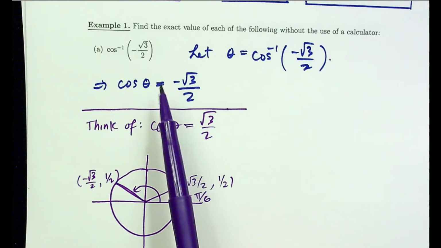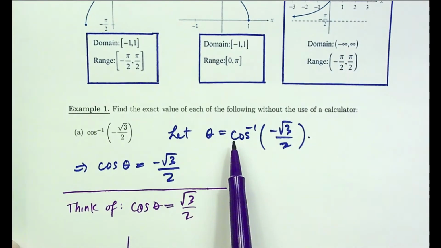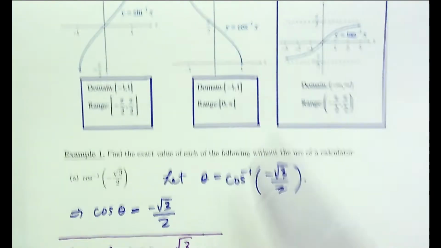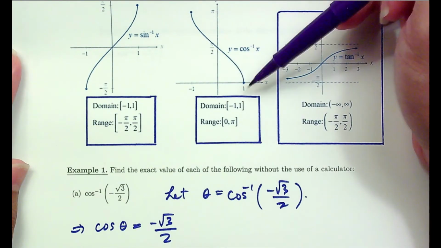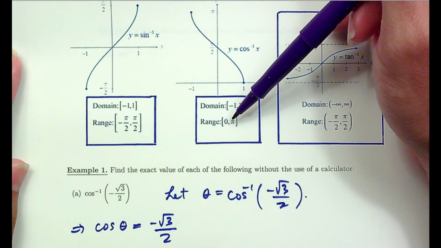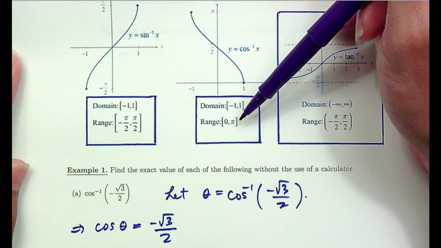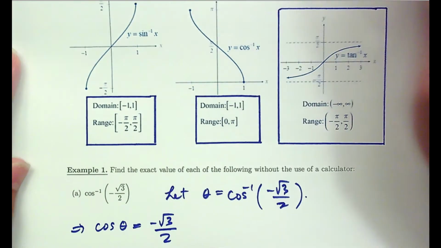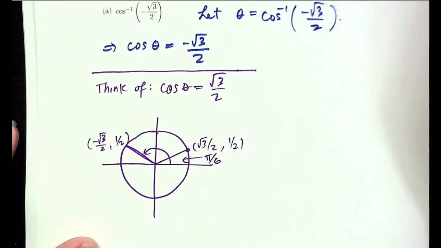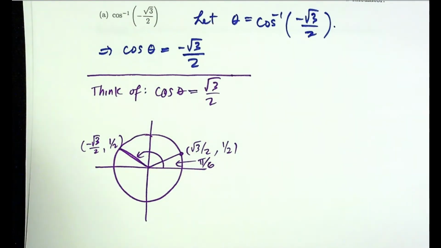But we don't want any angle whose cosine is negative square root of 3 over 2. We want the angle spit out by cosine inverse. And cosine inverse, which is the inverse of cosine, only will spit out an angle between 0 and pi. It will not be just any old angle. It has to be an angle between 0 and pi. So the angle that I want is between 0 and pi. So it has to be this one. You see what I'm saying?